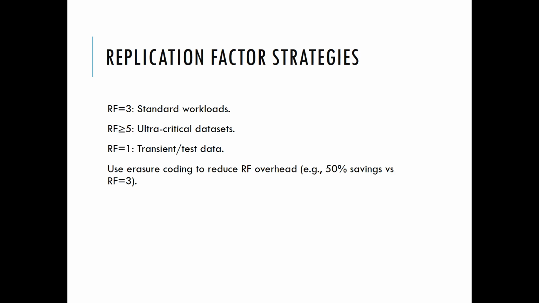Choosing the right replication factor depends on workload requirements. Use a replication factor of 3 for standard, balanced workloads. For ultra-critical data sets where downtime or data loss is unacceptable, increase it to 5 or more. For non-critical, short-lived, or test data, you can reduce it to 1 to conserve resources. To further optimize storage, consider using erasure coding, a method that provides fault tolerance with less overhead. Compared to replication, erasure coding can save up to 50% in storage cost while maintaining durability.